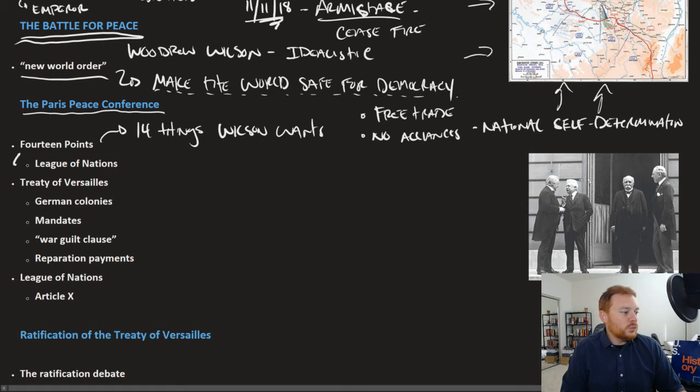One of Woodrow Wilson's 14 points was a League of Nations, which was the idea for an international peacekeeping organization.